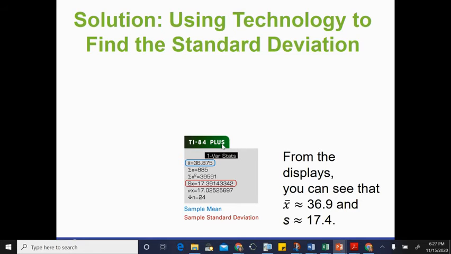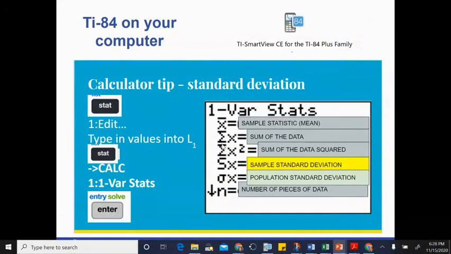So the good and the bad about this is that I can't hand you a TI-84 calculator, but your computer already has one in it. On your computer, when you turn it on, there's a tile that says TI Smart View for the TI-84 Plus family. And you open it the first time and it takes a long time to load. But once it's loaded, then it's not that bad.